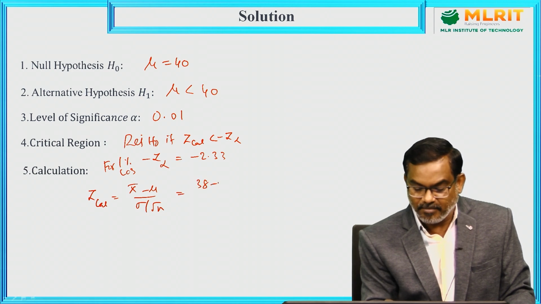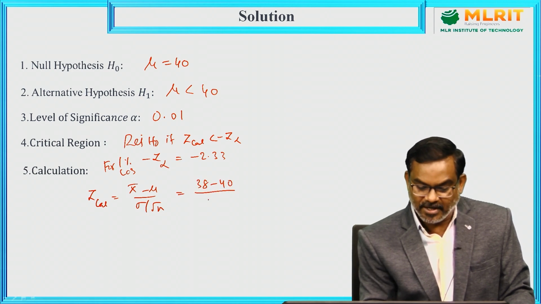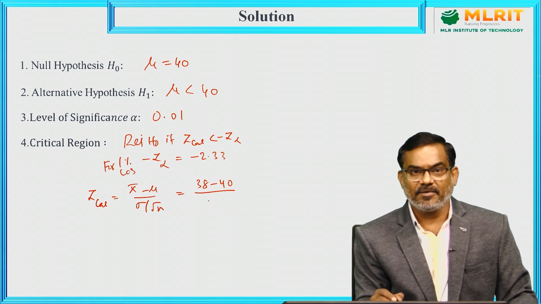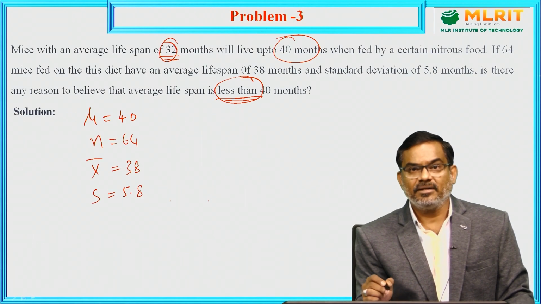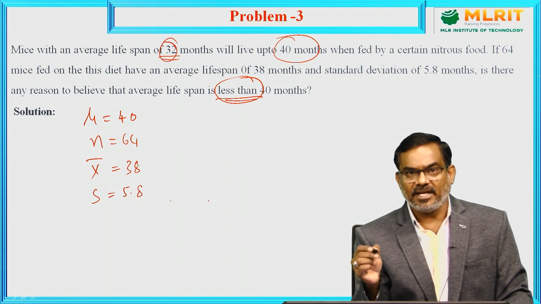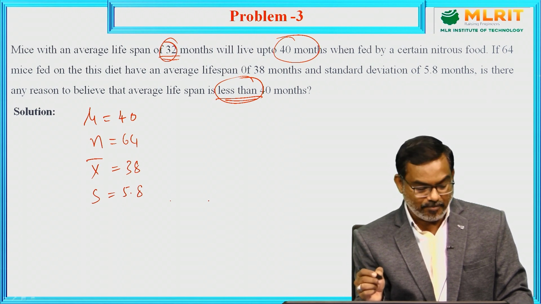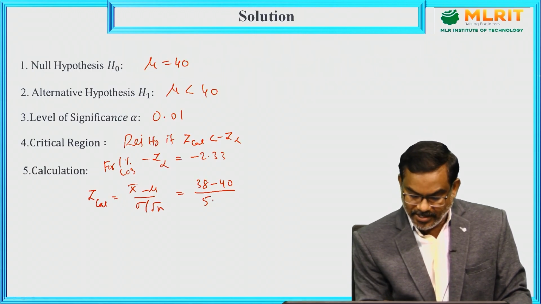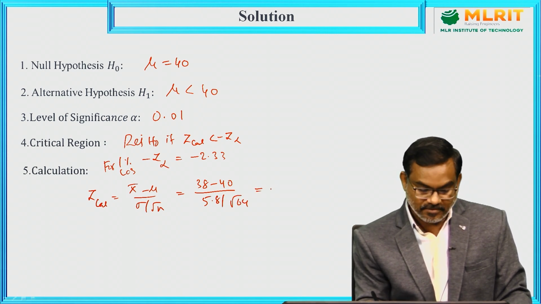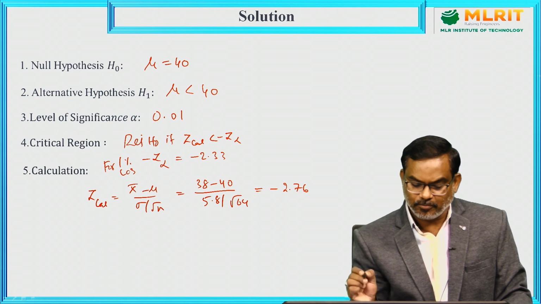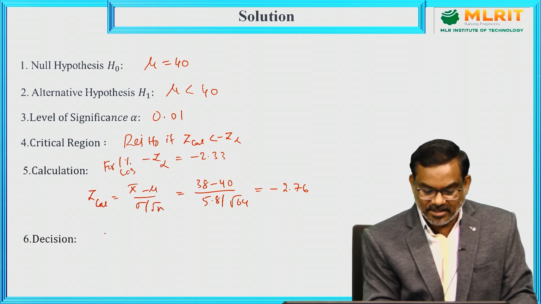So, 38 minus 40 divided by the sigma. Go back to the problem. Here 64 mice, n is 64, x bar is 38, s is 5.8. So, 5.8 by root 64, and this is equal to minus 2.76. And for the final decision, now we can compare these two values.